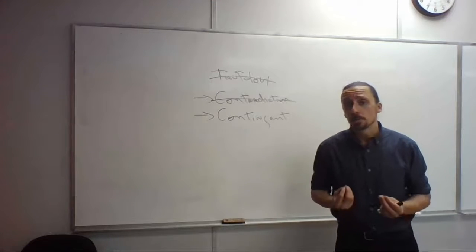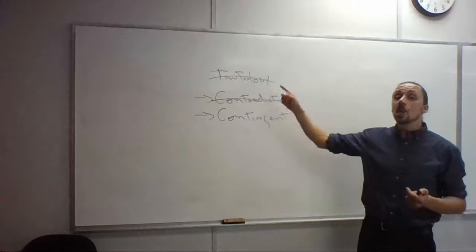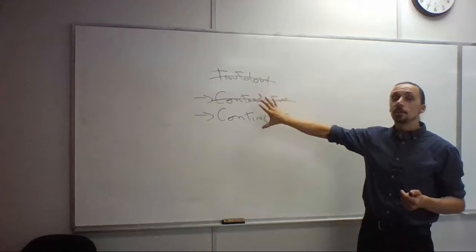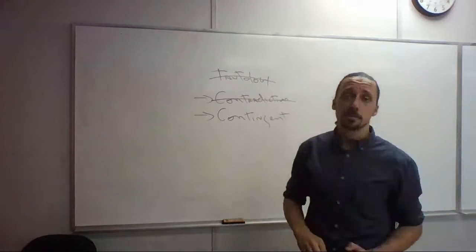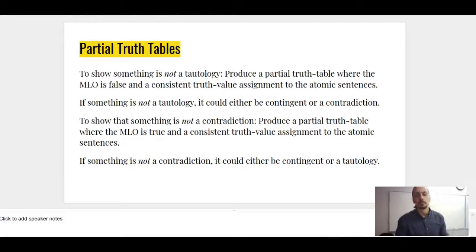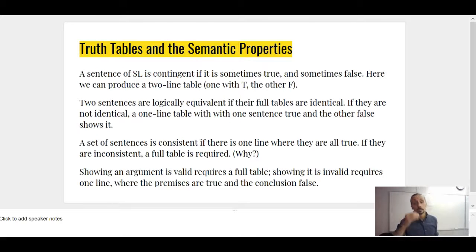But if you're using a partial truth table, all you're showing is that it's not one of these things, and it could still be either of the two other ones. That's an important thing to remember. Knowing is half the battle. If something is in fact contingent, you should be able to produce a two-line truth table, of course. But just remember that if you prove something's not a tautology or not a contradiction, you haven't shown what it in fact is.